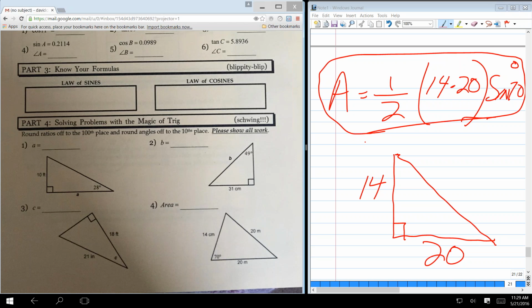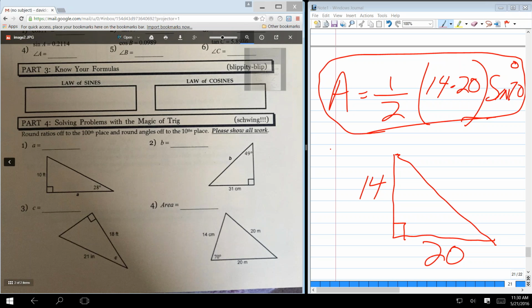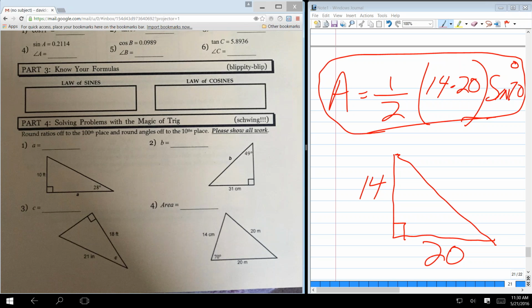All right, Mark, hopefully that is a good review of trig for you. Obviously, SOHCAHTOA is the most important thing to memorize. Make sure you know it by heart. Know what each letter means.